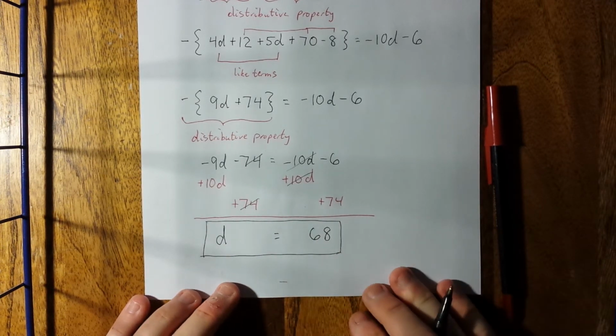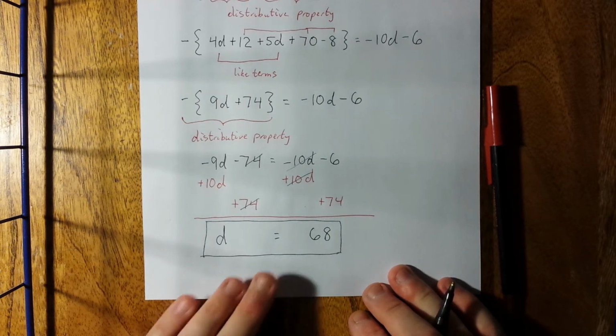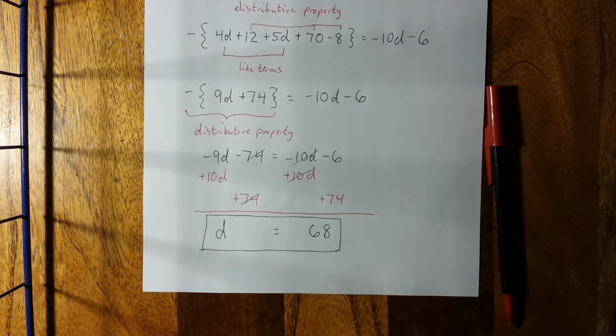Normally we would go back and check that, but that was a whole bunch of work. So I'm going to say check my answer in the back of the book. Back of the book confirms that it is d equals 68. Or we'll just assume that it does anyway.